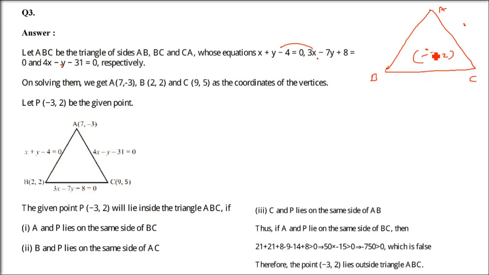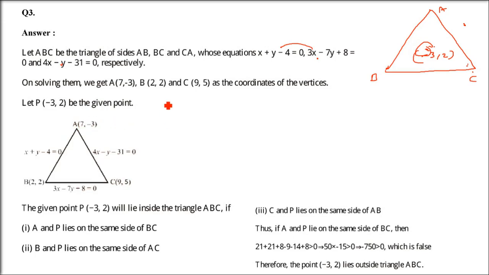If (-3, 2) and A are on the same side, when we put these two in equation 3x - 7y + 8, we are going to get greater than or equal to 0. But if it is (-3, 2), I am putting, and A (7, -3), and if they are on the opposite side, when we multiply them, it should be less than or equal to 0. This is the logic. So that's what I'm going to do. You can take any of the points A, B, C and put it in the equation which is opposite to that vertex, and also put that (-3, 2) in that equation again and multiply those two. You will get less than 0 or greater than 0. Those are the two options.